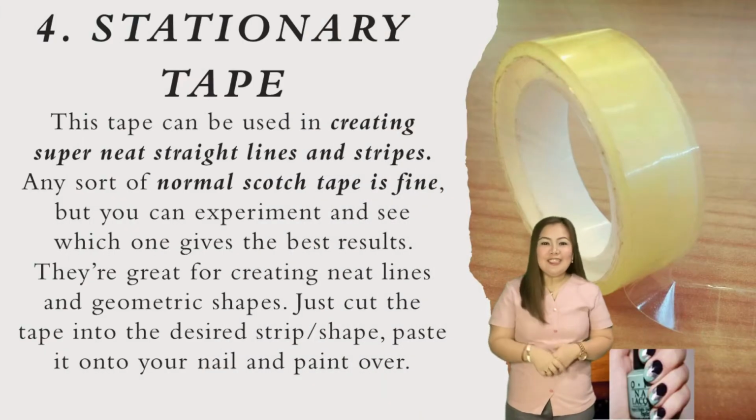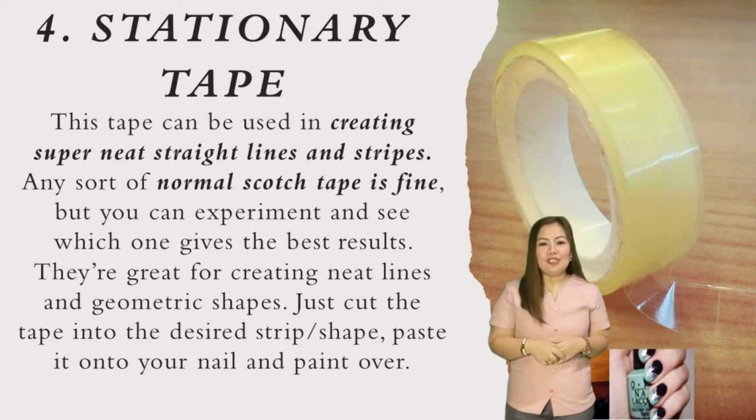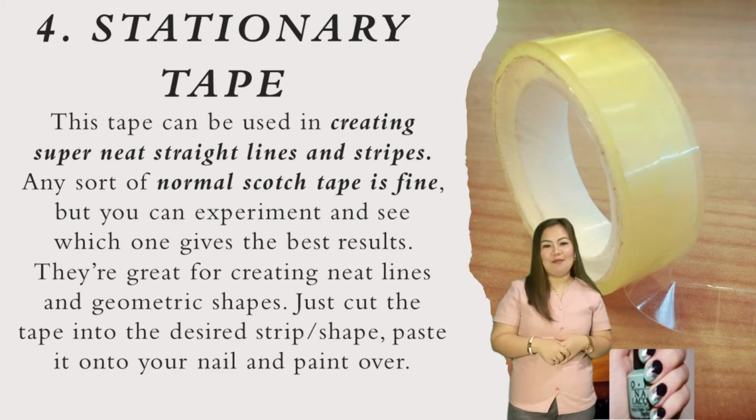The fourth one is the stationery tape. This tape can be used in creating super neat straight lines and stripes. Any sort of normal Scotch tape is fine, but you can experiment and see which one gives you the best results. They're great for creating neat lines and geometric shapes. Just cut the tape into the desired strip and shape, paste it onto your nail, and paint over. The following video will help you know how to use the stationery tape.